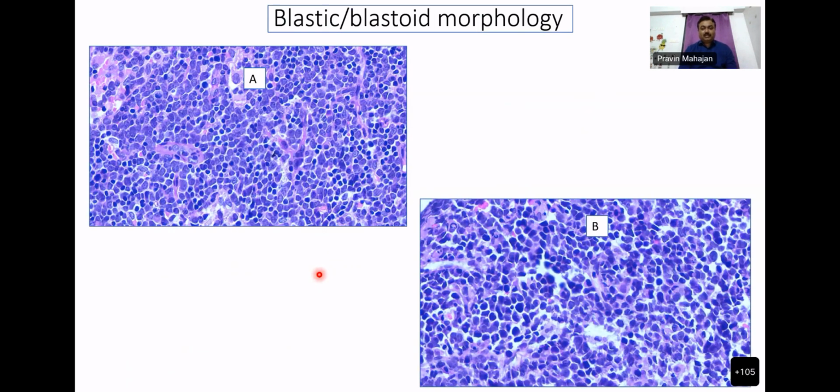Now, what is a blastic or blastoid morphology? I already told you in theory, but now let us take some practical examples. These two images, A and B, actually have blastic or blastoid morphology. You can make out that the cell size is intermediate. The nuclear chromatin is quite fine and evenly dispersed, and you hardly see any nucleolus, as opposed to the mature lymphocytes in the background. Similarly in B, the nuclear chromatin looks almost the same. But these are two different cases, and we'll see how they differ.